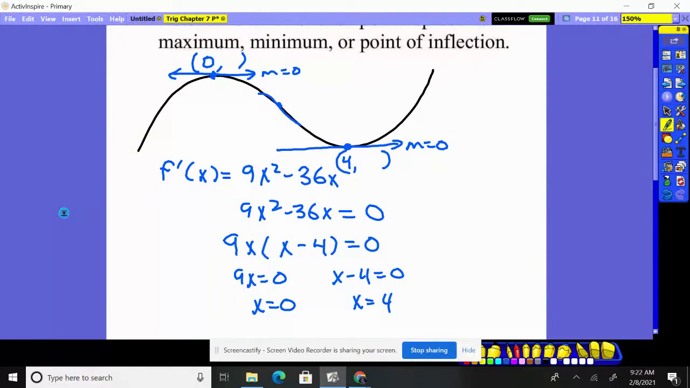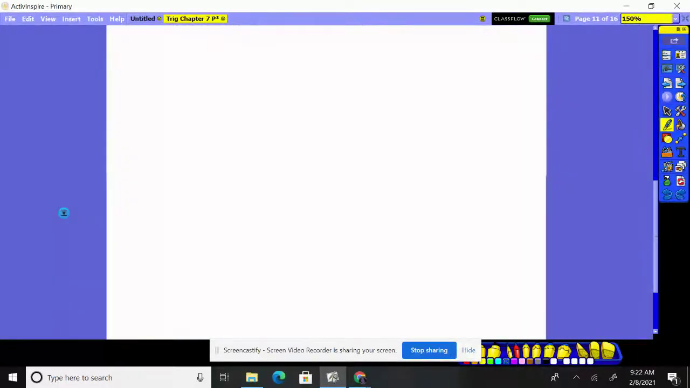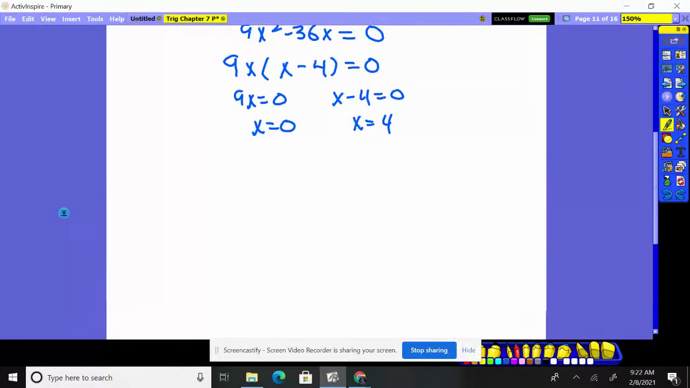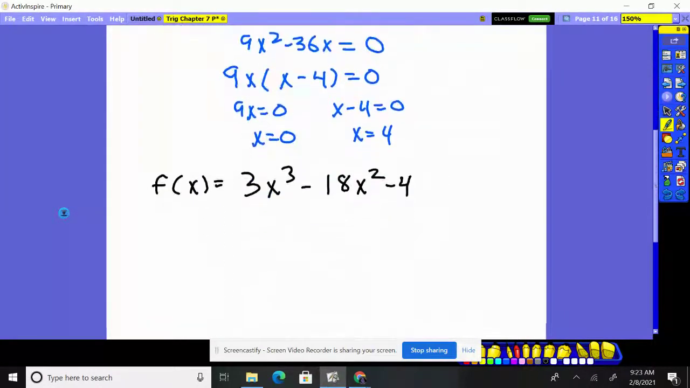The original equation, if we can get the board to move, we could figure out what it is. But I think I know that it was 3x cubed minus 18x squared minus 4. It only seems to want to move down. So here was our original equation. It was 3x cubed minus 18x squared minus 4. Let's see if it'll move this time. Yes, there it did move.